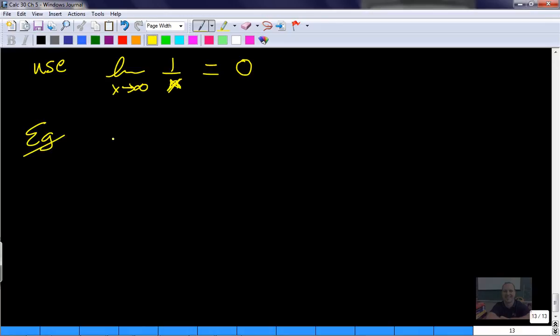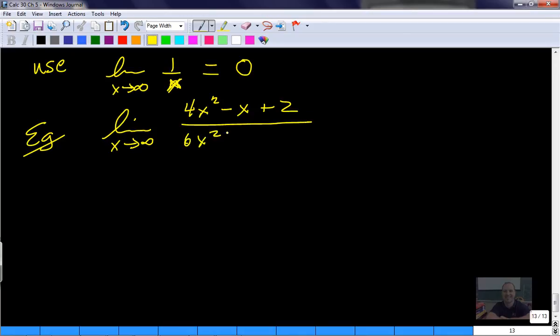So let's do an example. Let's say, what is the horizontal asymptote, or what is the value of the limit as x approaches infinity, now we're thinking calculus here, of this particular rational function. Okay, 4x squared minus x plus 2 over 6x squared plus 5x plus 1. Okay, this one's a bit tougher.